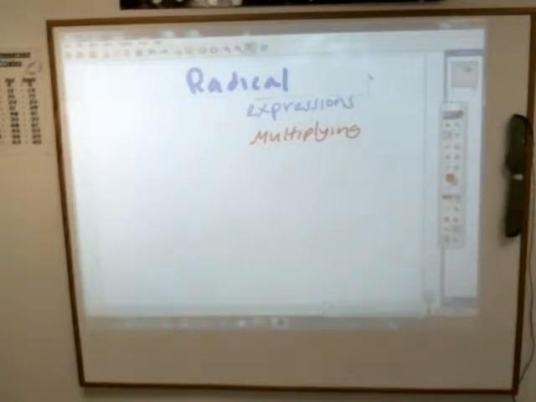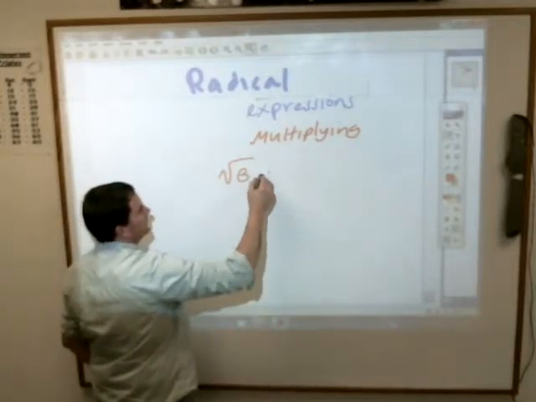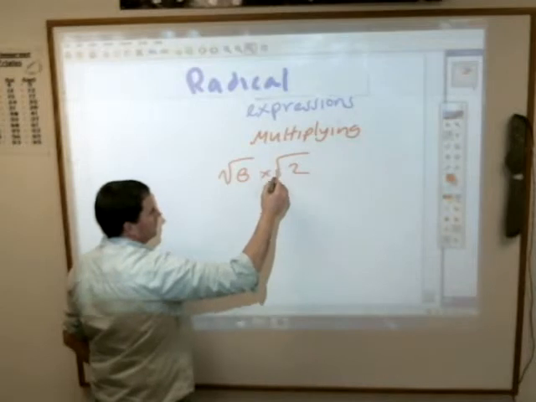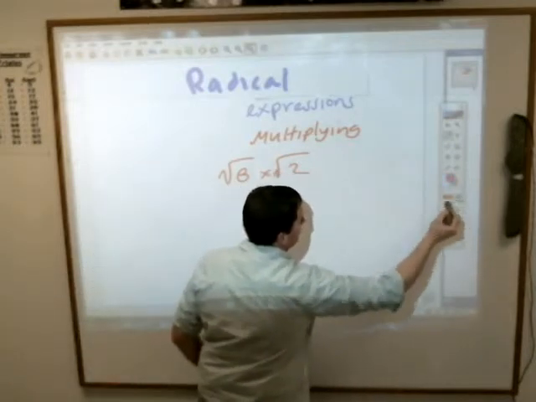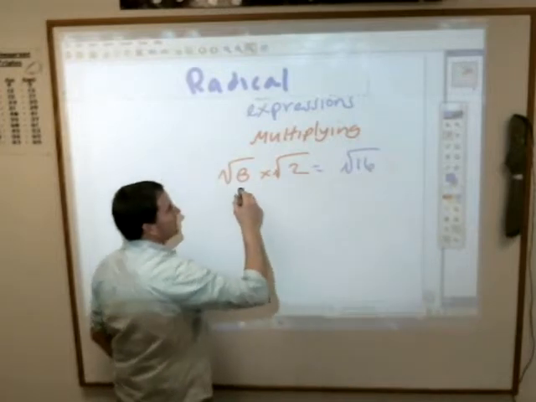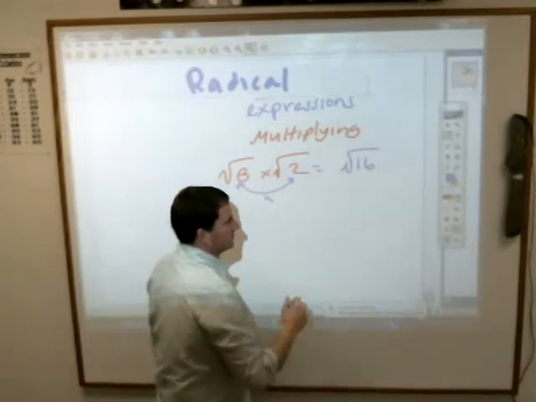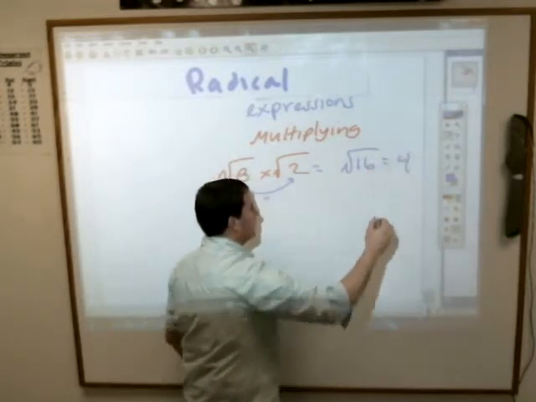What happens when you multiply radicals together? For example, if you have the square root of 8 times the square root of 2, what would that give you? Equals the square root of 16. You are allowed to multiply things underneath the radical sign together. And the square root of 16 is actually 4.